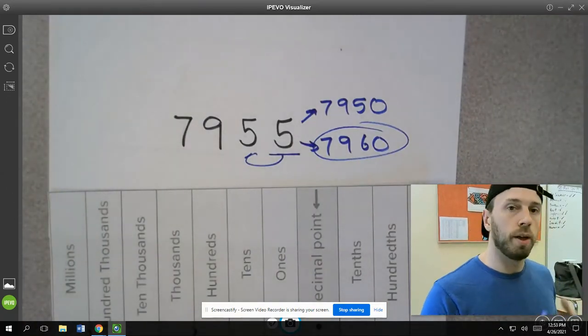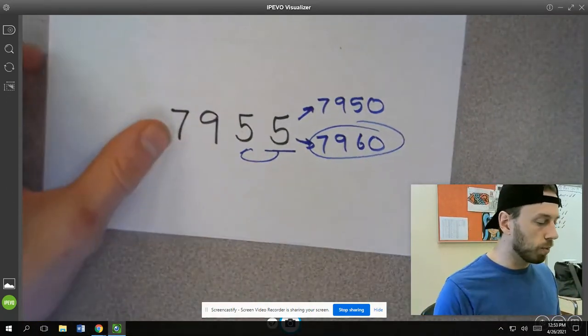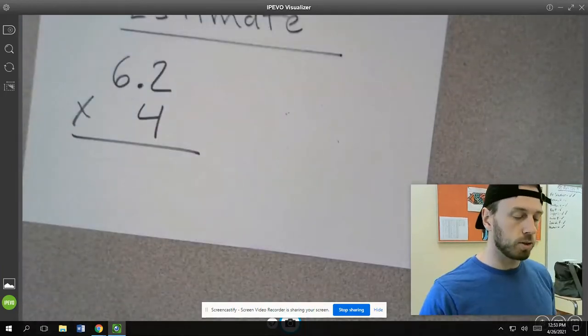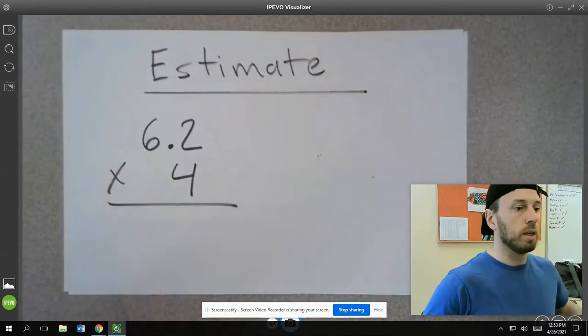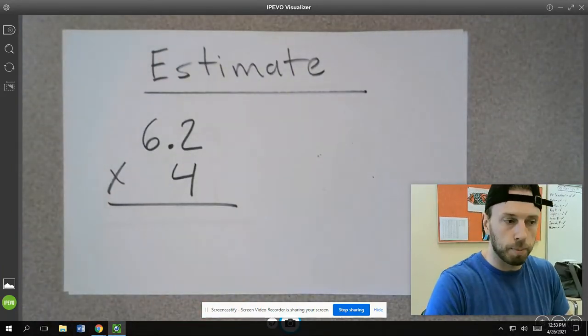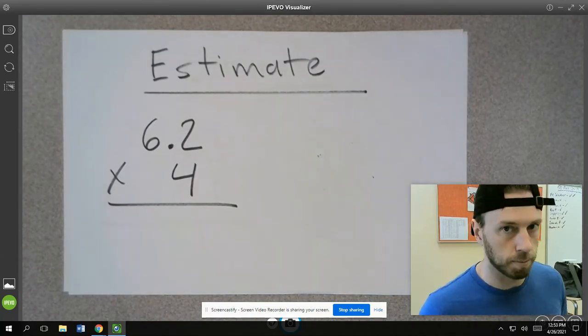Okay, now what do we do with this information? What do we do with our ability to round these numbers? All of it has a pretty big purpose, and most of it is for estimating.